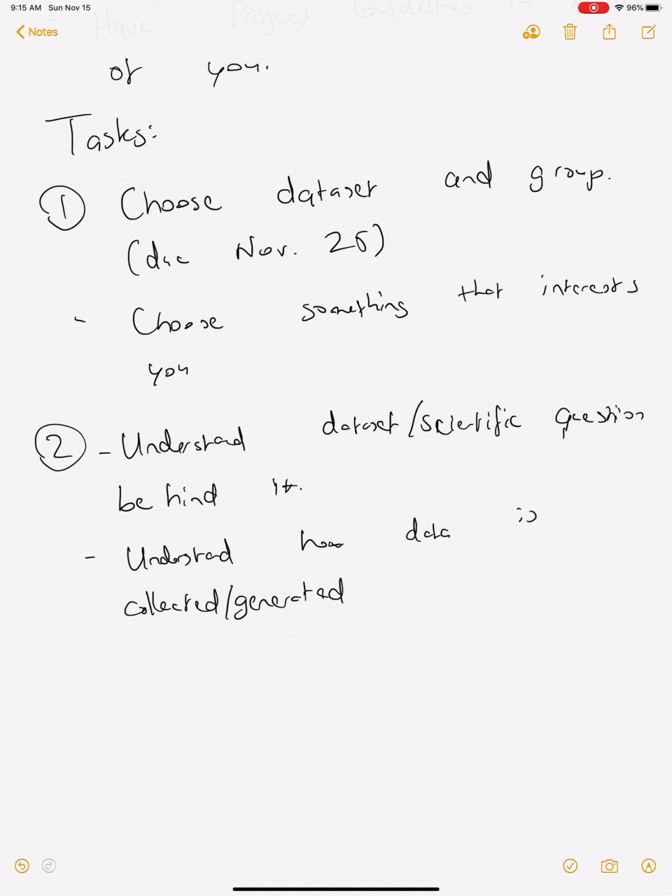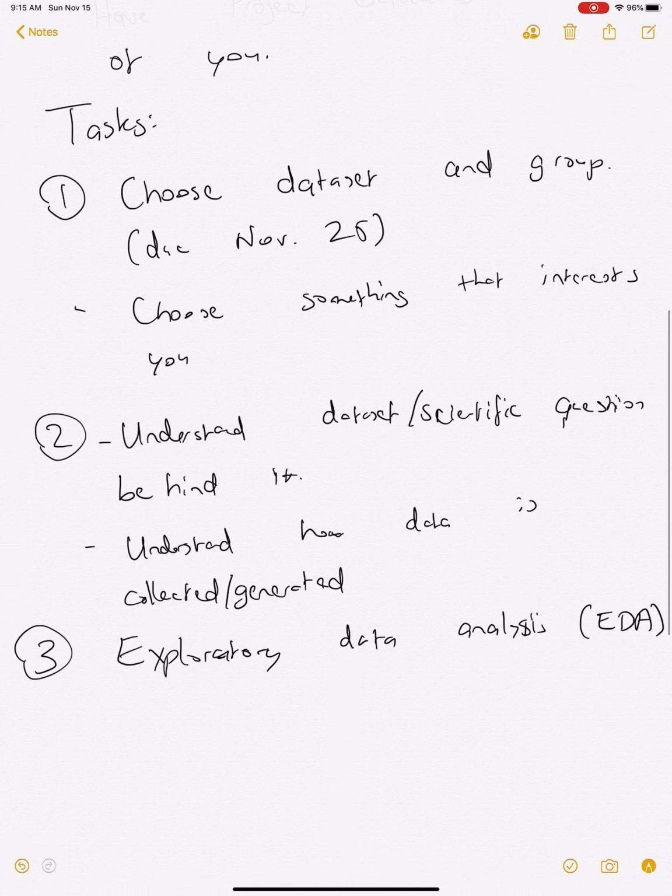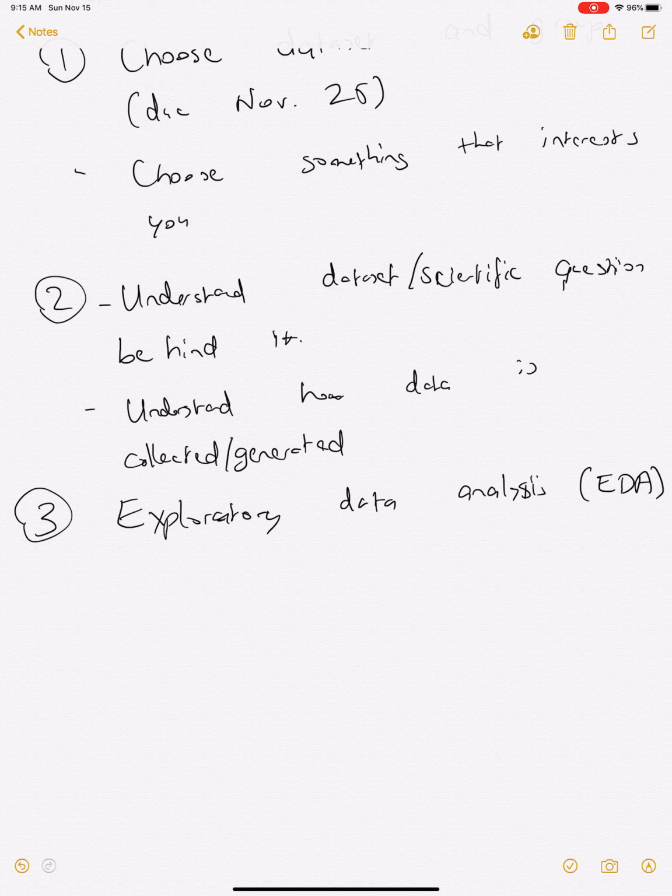That's a very important next step. And then the next task is what I refer to as exploratory data analysis, which has the acronym EDA because it's such an important step in the whole pipeline of working with real data with statistical methods.